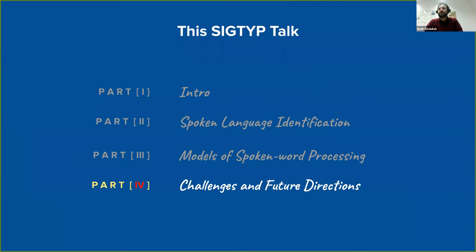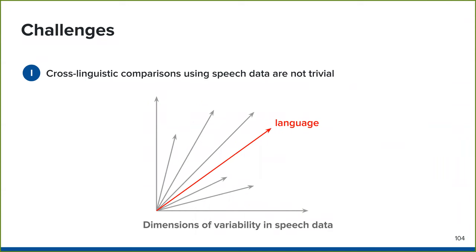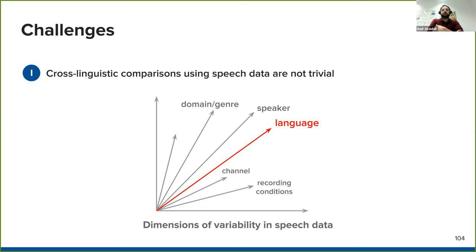All right, welcome to the last part of this talk, where I will talk a little bit about some challenges that we have with this kind of research and some research questions that I find interesting. The first challenge is that cross-linguistic comparisons using speech data are very difficult and not trivial. That's because in speech data we have many dimensions of variability that might interfere. What we are interested in is the language dimension, but there could be other dimensions where we might have interference that we do not want in our data.